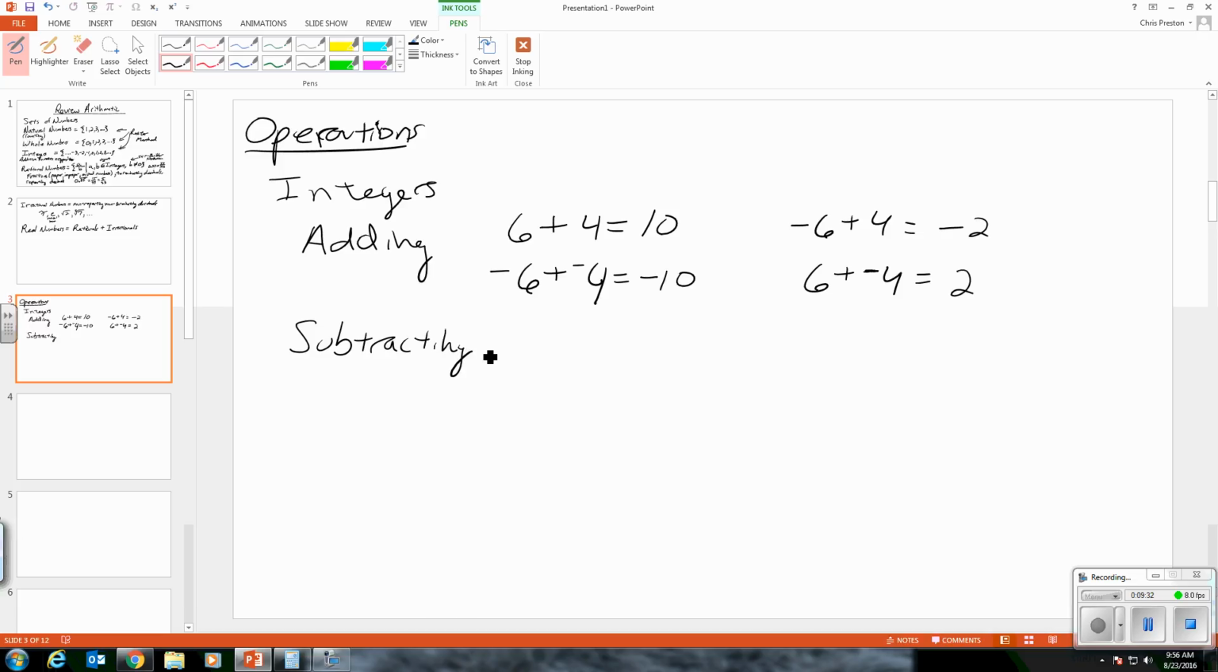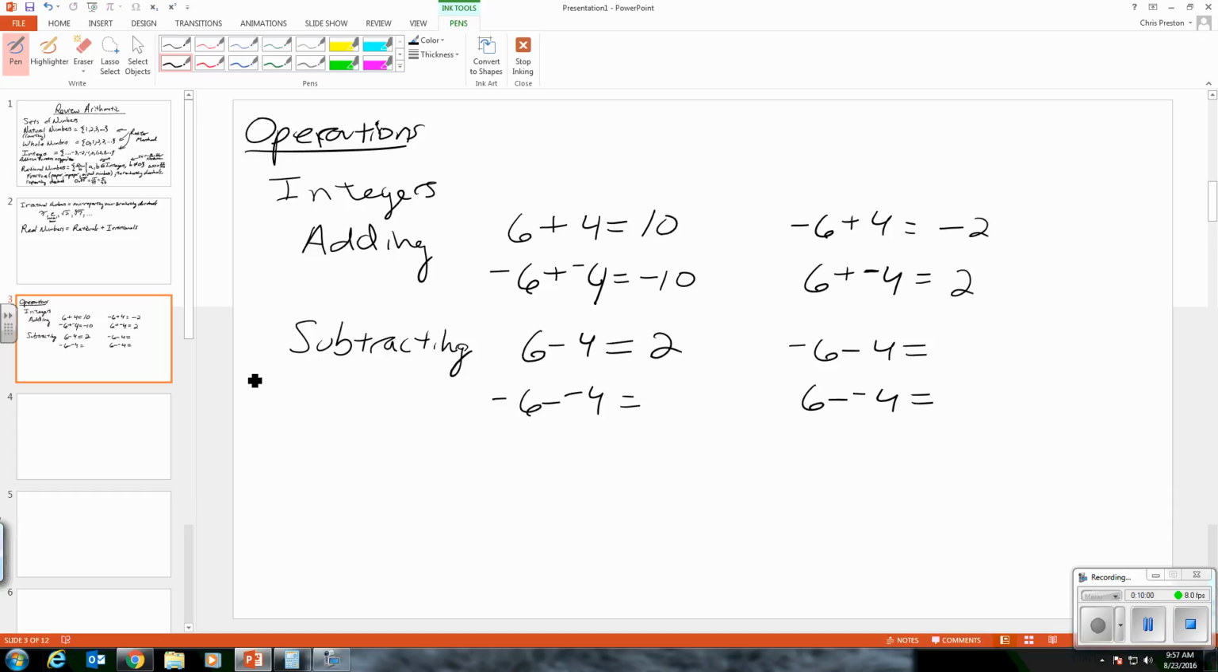Subtracting. Subtracting is tricky. So 6 minus 4, negative 6 minus negative 4, negative 6 minus 4, and positive 6 minus negative 4. All right. So 6 minus 4, 2. We know that. And we're not looking to make easy problems hard. So the 6 minus 4 and the 6 plus 4, we're not trying to overcomplicate that.